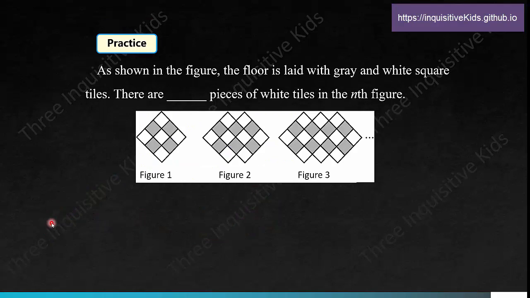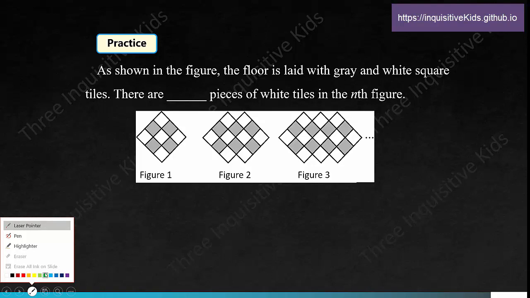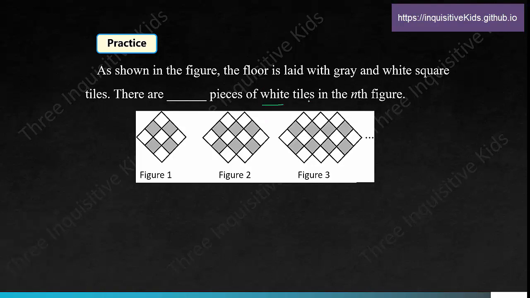Another practice. As shown in the figure, the floor is laid with gray and white square tiles. There are blank pieces of white tiles in the nth figure. Remember, this is only asking for pieces of white tiles. And we're being asked how many white tiles in the nth figure. Okay, what do we have? Table. So we draw a table. The top will be the figure number, the bottom will be pieces of white tiles.